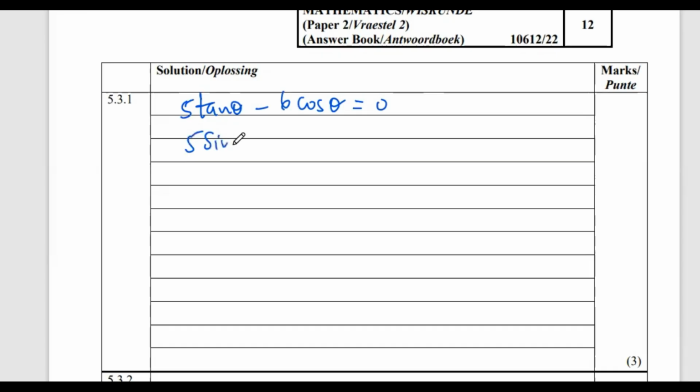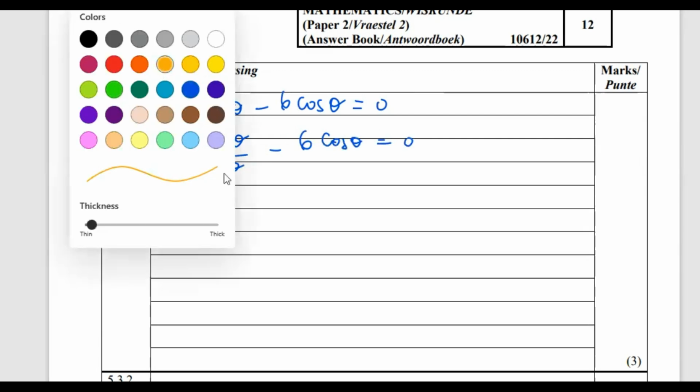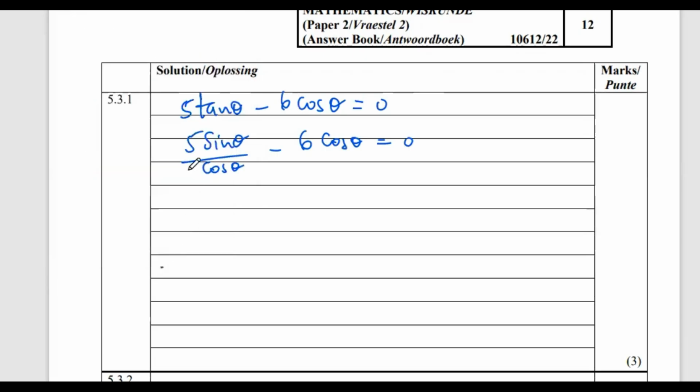That's going to be 5 sine theta over cos theta minus 6 cos theta is equal to 0. Then we're going to multiply through by the cos. So cos theta times cos theta. So this cancels. You have 5 sine theta minus 6 cos squared theta is equal to 0.